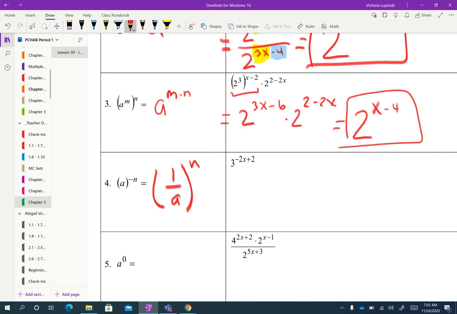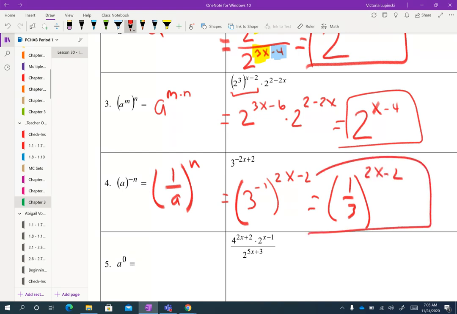Let's say you had 3 to the negative 2x plus 2. You would start by thinking of that as 3 to the negative 1, which would give you 2x minus 2, which means you could then write that as 1/3 to the 2x minus 2. Again, as we go through, remember that if you have a base that's greater than 1, that's of course growth. If you have a base between 0 and 1, that's of course decay. So that'll decide whether you want to rewrite it as a fraction or leave it with a negative exponent.